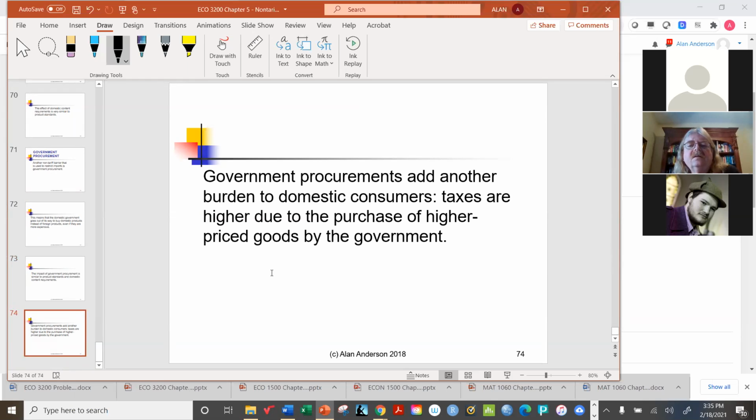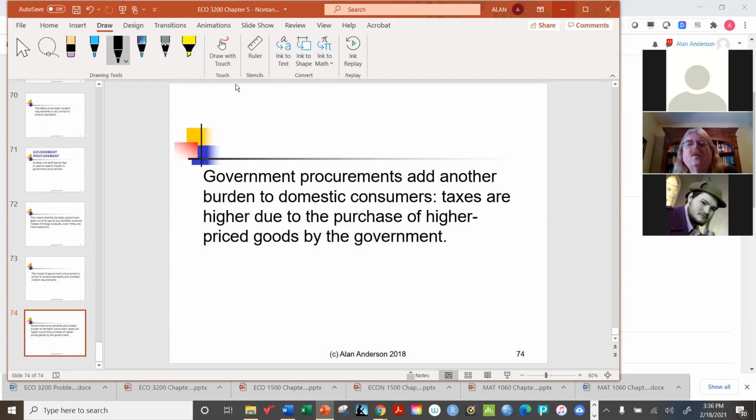Okay, and so therefore, the government spends more money on these products, and therefore they have to raise taxes to pay for them. So that's where the burden comes in. It's not just the deadweight loss, but also higher taxes. All right, well, that was 5.